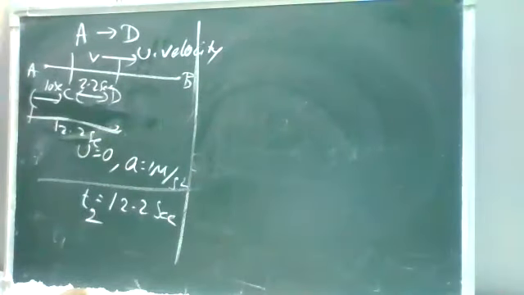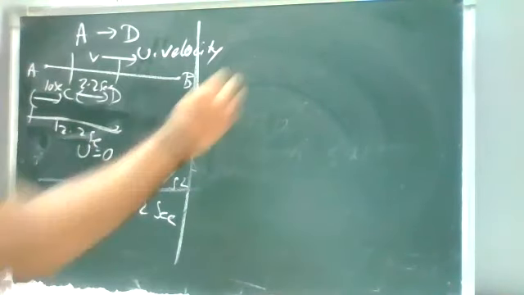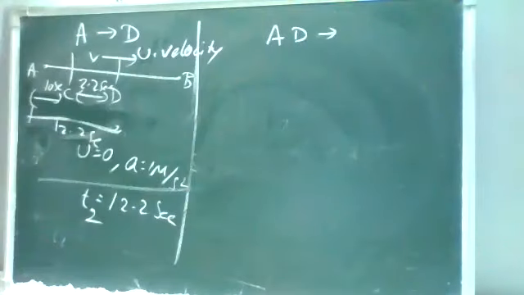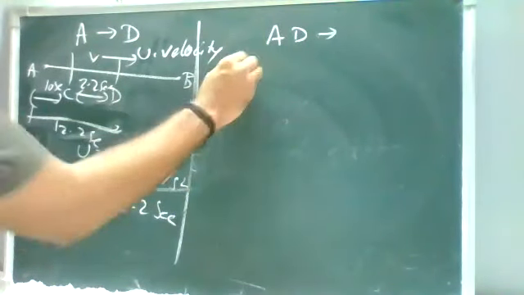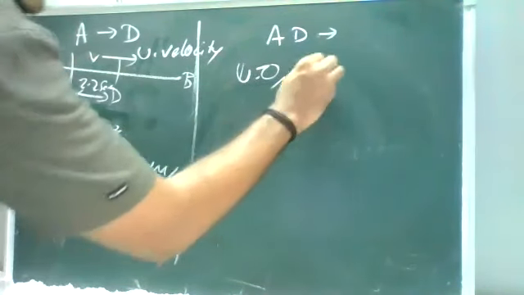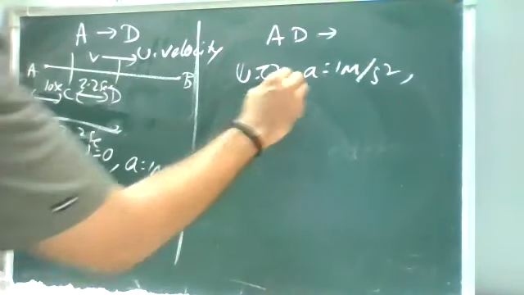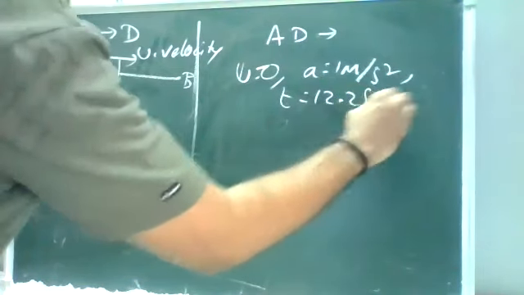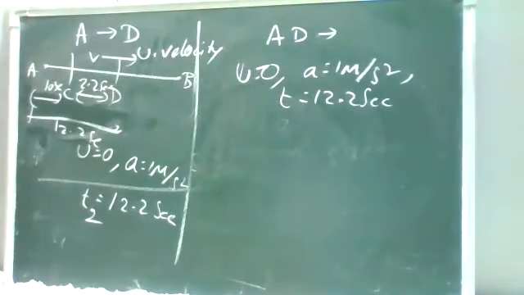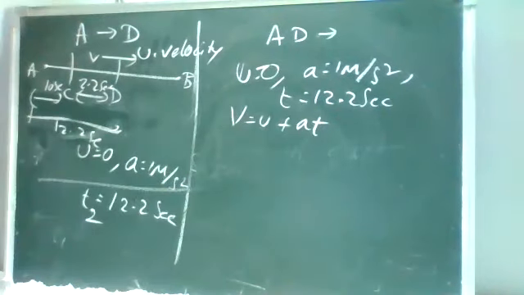The total time period for the three quarters is 12.2 seconds. We are going to find the velocity for the three quarters, for this AD case. We know the initial velocity u is equal to 0, and acceleration is 1 meter per second square for the three quarters. Time t is equal to 12.2 seconds. Based on these relations, we find the final velocity: v is equal to u plus at.